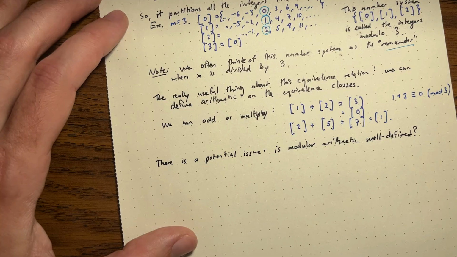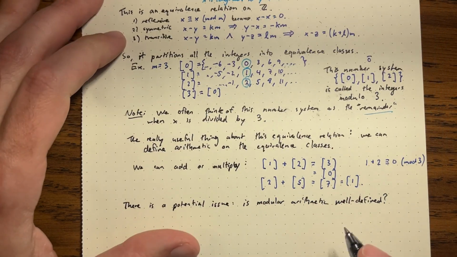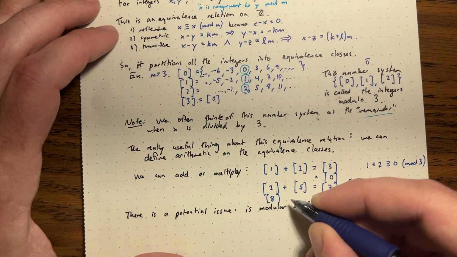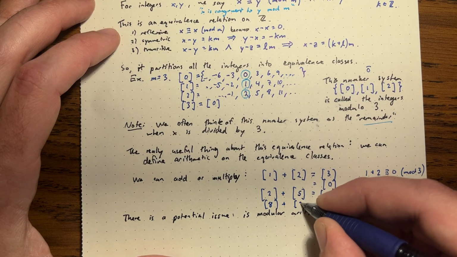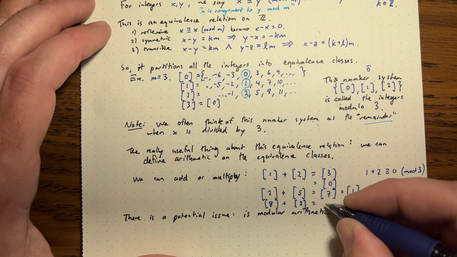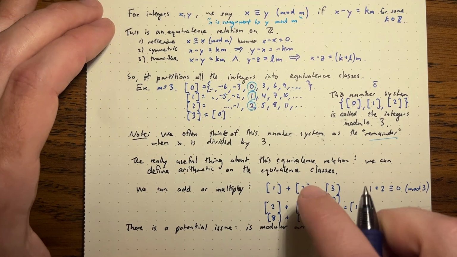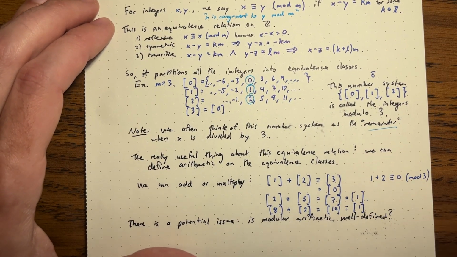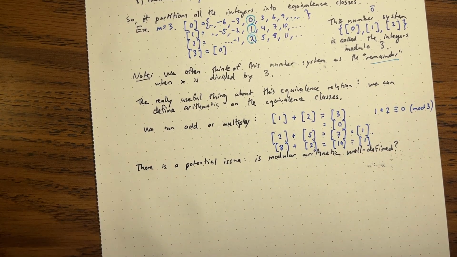What do I mean by well defined? There's nothing special about the 2. What if instead of the 2 we chose a different representative, like the 8? And then what if we add to that, and instead of the 5 we chose a 2? Well, then we get something totally different. If we add the 8 plus 2, we get 10. So are we always guaranteed to get the same? Notice it did work out, right? 10 is also congruent to 7 modulo 3. But is it always going to work out this way?